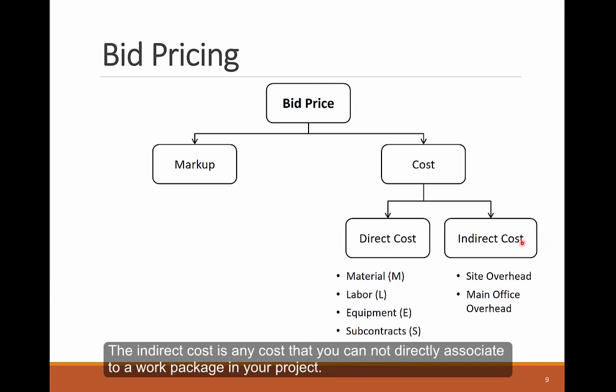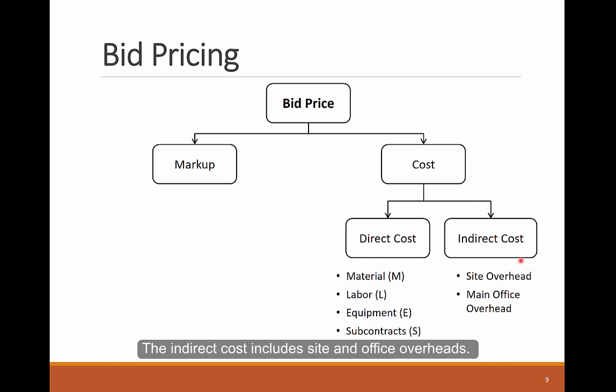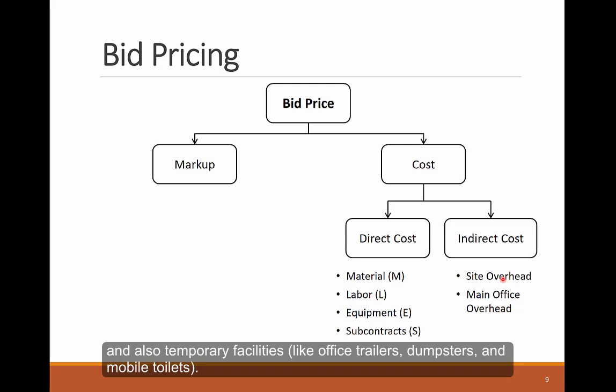The indirect cost is any cost that you cannot directly associate to a work package in your project. The indirect cost includes site and overhead items. The site overhead includes general site conditions and supervision, like project managers, project engineers, and superintendents, and also temporary facilities like office trailers, dumpsters, and mobile toilets.